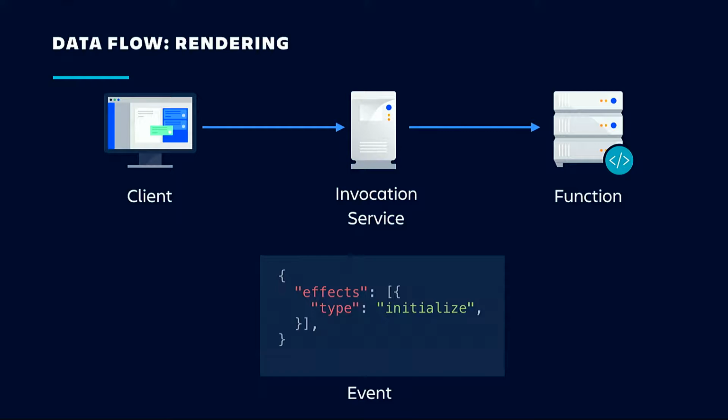At this point, then, we can start actually kicking off the render of your app. And we do this by dispatching what we call an initialize effect from the front end through our invocation service and to your function. This initialize effect is effectively telling the function that we want it to render a clean slate or the initial state of your app. Alongside this, we include information about the location in which your app is actually running, and also any additional metadata we need to render your app. So that would include things like the currently active user.